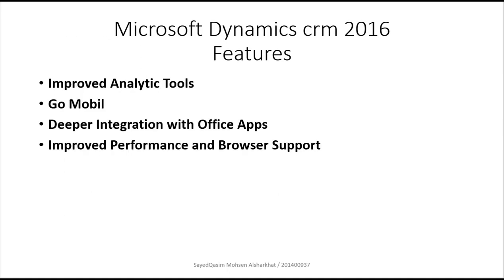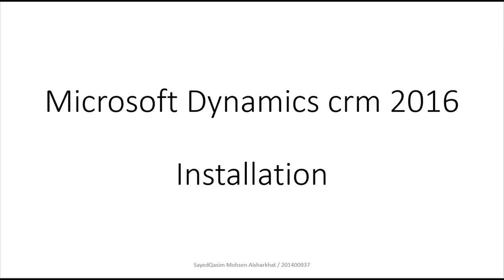We have some Microsoft Dynamics CRM 2016 features. The first feature is improved analytic tools. Some of the analytic tools have been improved, such as the dashboards and the views. The second thing is Go Mobile. Now you can use Microsoft Dynamics on mobile. The third thing is deeper integration with Microsoft Office. Now with Microsoft Dynamics CRM 2016, you can easily integrate with Microsoft Office apps. Last thing is improved performance and browser support.